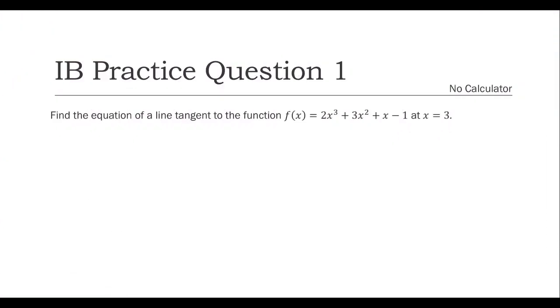So here we have our first IB practice question, which is no calculator. It says, find the equation of a line tangent to the function f of x equals 2x cubed plus 3x squared plus x minus 1 at x equals 3.